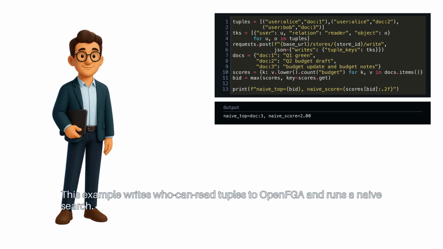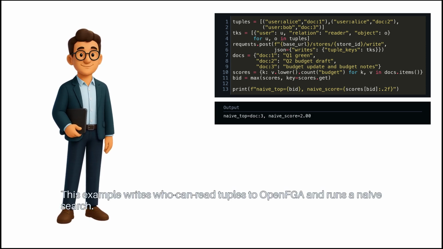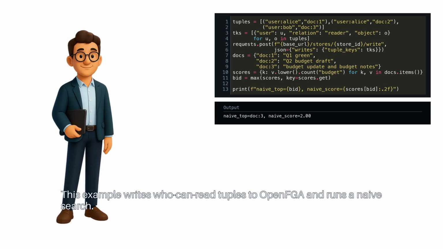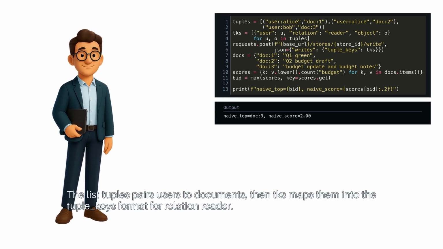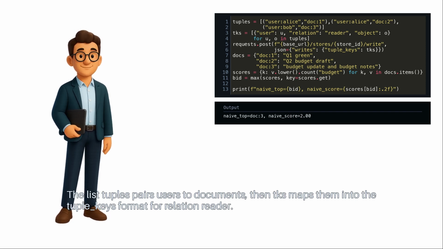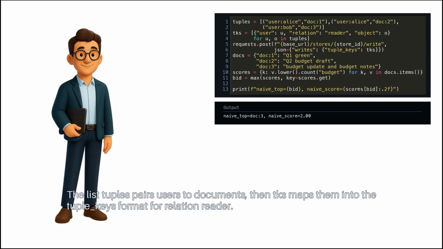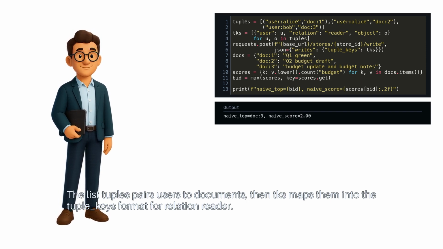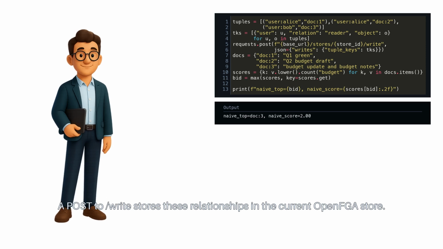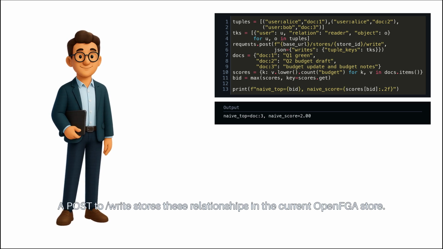This example writes who can read tuples to OpenFGA and runs a naive search. The list tuples pairs users to documents. Then tks maps them into the tuple keys format for relation reader. A post to write stores these relationships in the current OpenFGA store.